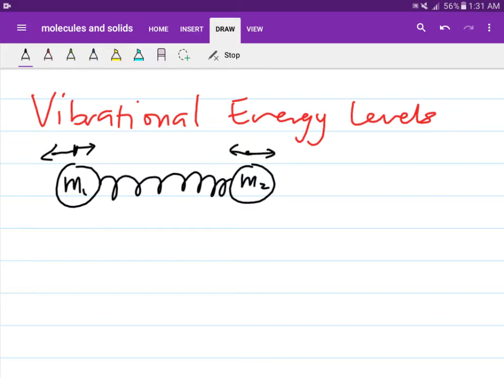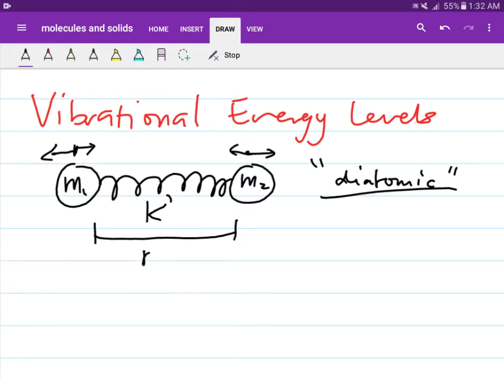Take note that we are restricting only to diatomic molecules. There are also other derivations for different kinds of molecules. For triatomic molecules, there's a different vibrational energy level, but we are only interested in the diatomic molecules. So we have mass m1, mass m2, and this spring in between has a spring constant of k prime, and they are separated by a distance r.